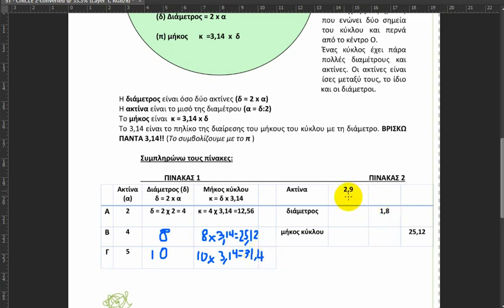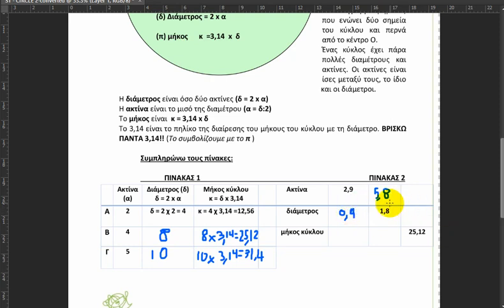Next up, we are given the radius being 2.9, meaning that the diameter is going to be 5.8, because that's 2.9 plus 2.9. And then if the diameter is 1.8, then the radius is going to be 0.9. Do that by dividing 1.8 by half. So 1.8 divided by 2. And this is a 9.